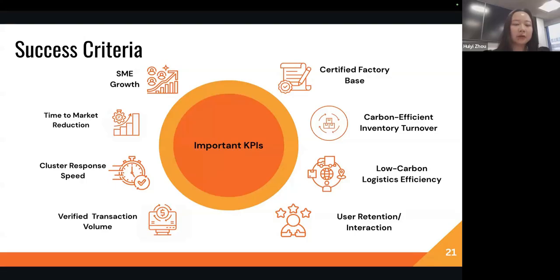And here are the success criteria to measure our success: SME growth and activations, time to market reduction, cluster response speed, verified transaction volume, user retention and interaction, low carbon logistic efficiency, carbon efficiency, inventory turnover, and certified factory base.